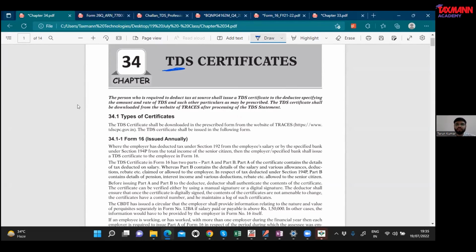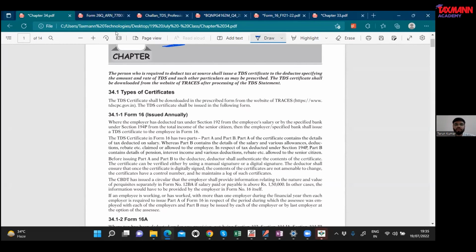The chapter says the person who is required to deduct tax at source shall issue the TDS certificate to the deductee, right? We have taken an example in our case. Taxman was required to deduct tax at source, so he shall issue a TDS certificate. There are 6 types of TDS certificate, 16 to 16E, right? To the deductee, for example, to Ridhima, they need to issue the TDS certificate for the payments made.